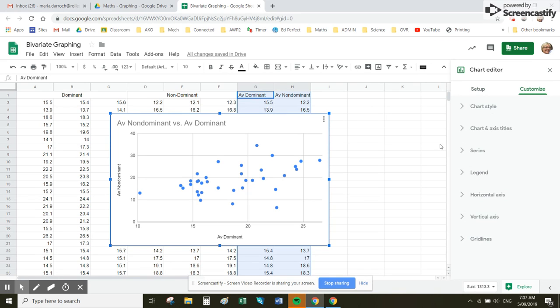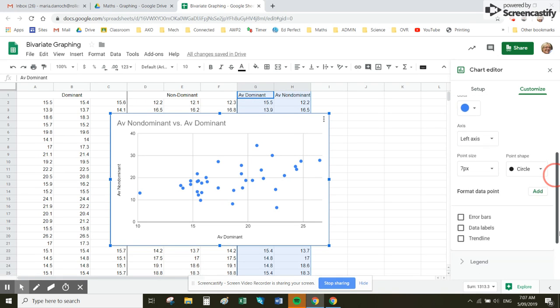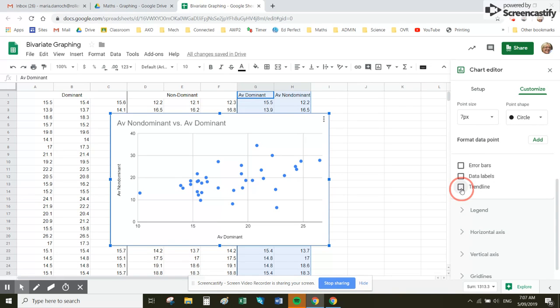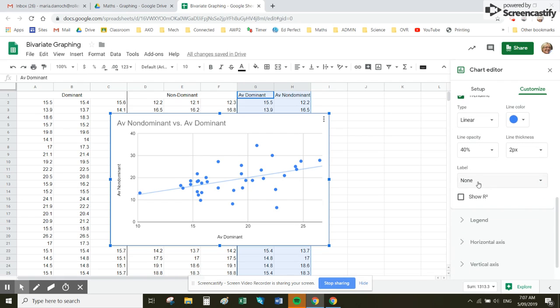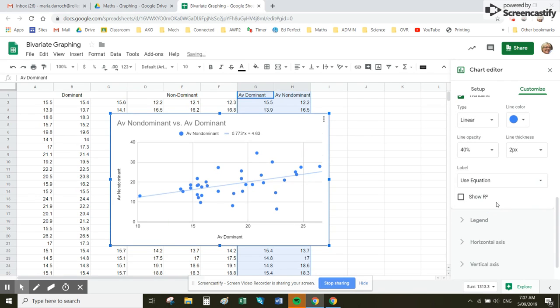So what I want you to do is customize and then go series and then go down here and you'll see trend line. So put the trend line in and it says labeled none, but we actually would like to use the equation. So I'm just going to change the color of my trend line so it stands out a bit more. So here it is here. You can see I've chosen a linear trend line.